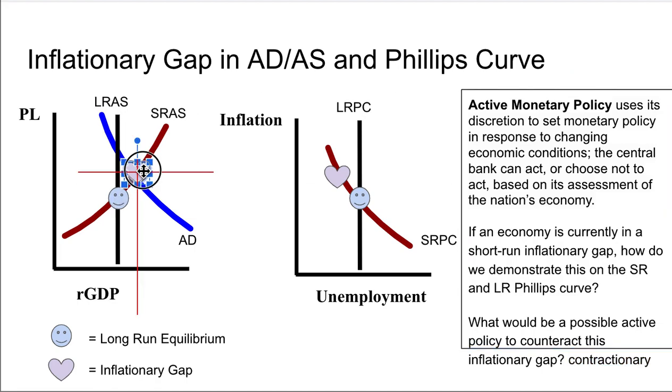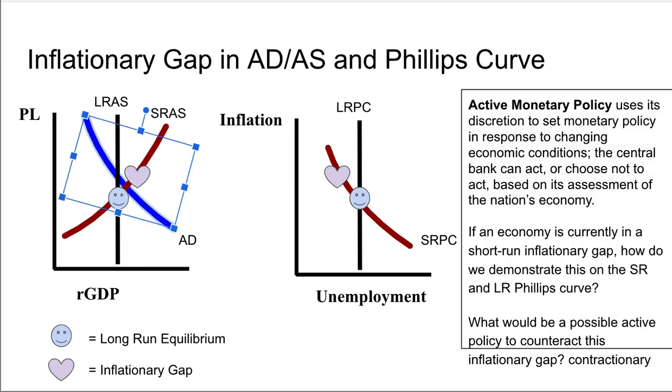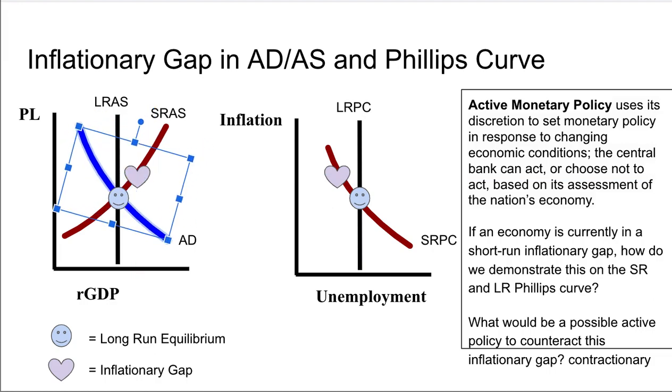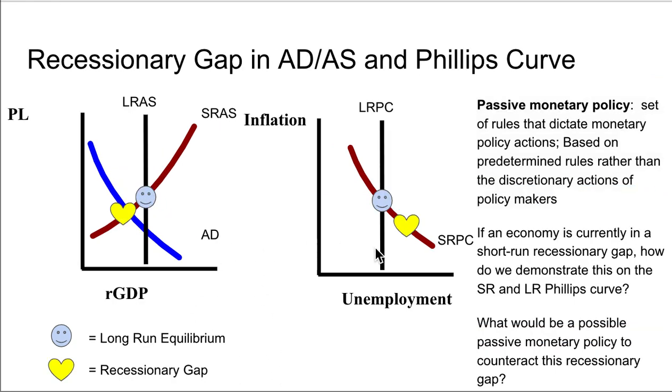And so that would bring that aggregate demand back to the left, and then that would bring our points back along the Phillips curve to an equilibrium point. Let's look at the same example, or similar kind of example, but with a recessionary gap. So we would see the recessionary gap on our aggregate demand and supply model, that we have a lower GDP and lower price level than is our equilibrium.